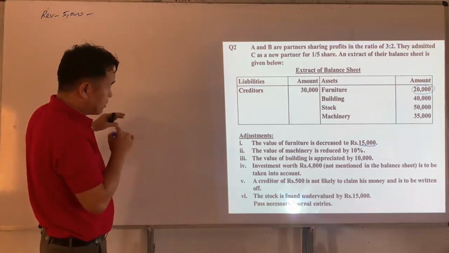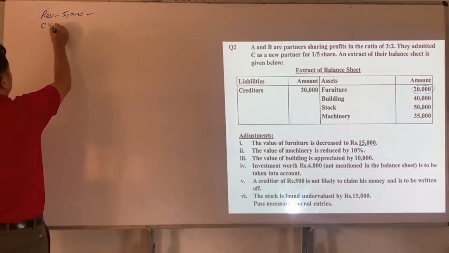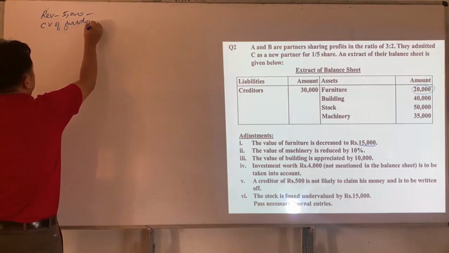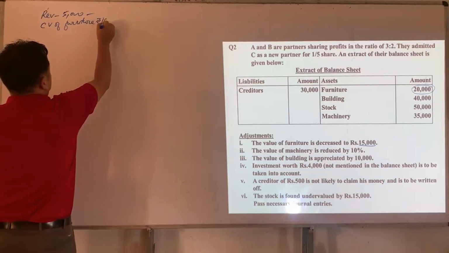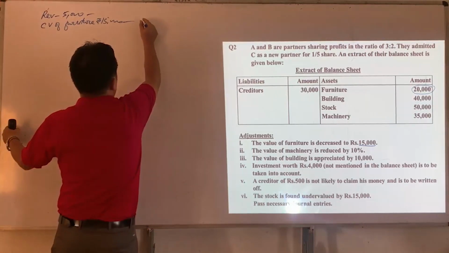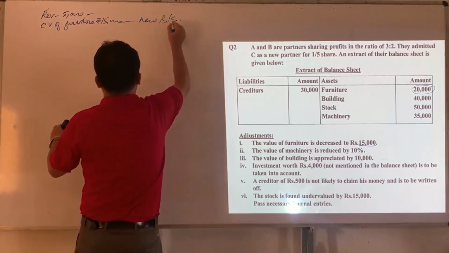Okay. So what is the current value of furniture? The current value of furniture is rupees 15,000, which will be shown in the new balance sheet.